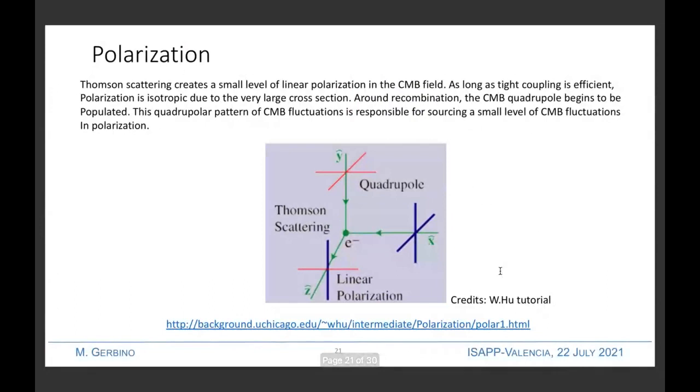Okay, so we were explaining why we need a quadrupolar anisotropy pattern in order to source the polarization in the CMB field. And the reason is the following. We know that when radiation interacts with the scatterer, an electron, what is transferred is just the orthogonal polarization with respect to the incoming and outgoing direction. So if instead of having a quadrupolar pattern incoming from the y or x direction, we have a linear pattern, we can expect that, suppose only this horizontal red line is propagated due to the scattering of a linear polarization along the y-axis and then propagated along the z-axis.